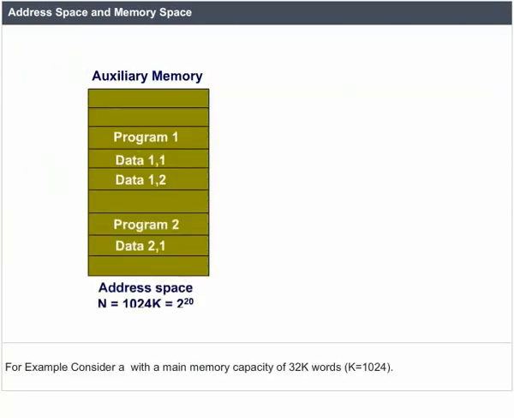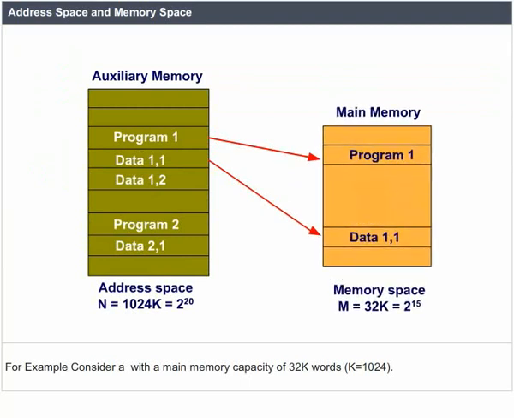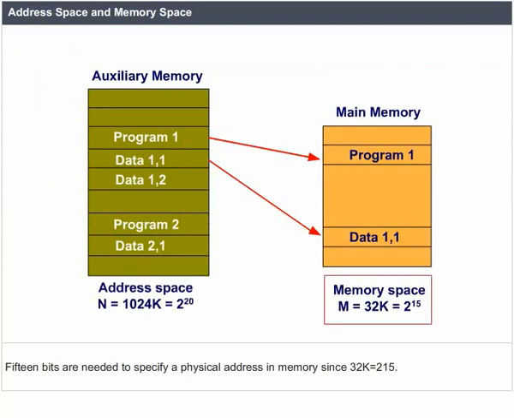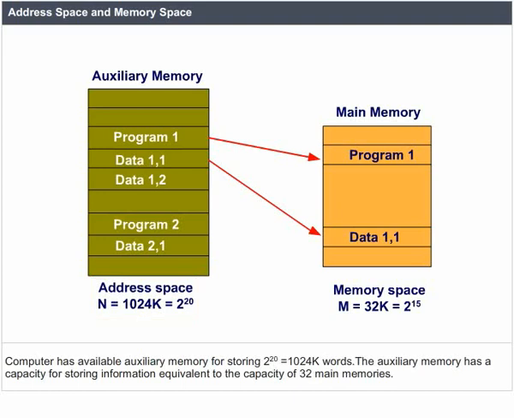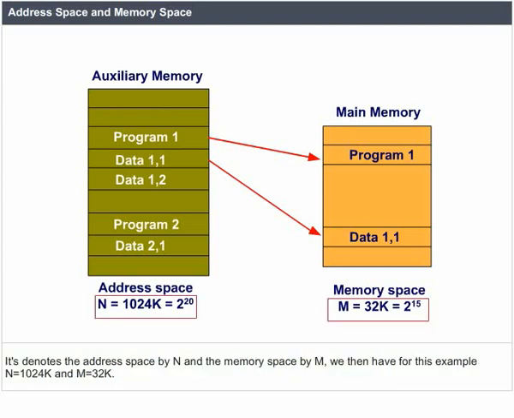For example, consider a computer with a main memory capacity of 32K words, where K equals 1024. 15 bits are needed to specify a physical address in memory since 32K equals 2^15. The computer has available auxiliary memory for storing 2^20, which equals 1024K words. The auxiliary memory has a capacity for storing information equivalent to the capacity of 32 main memories. We denote the address space by N and the memory space by M. We then have, for this example, N equals 1024K and M equals 32K.